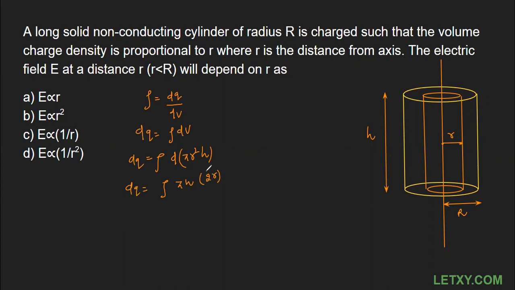R can be written as 2R. After differentiation, R square will be 2R, and this will be 2R dr. dq, which is the small amount of charge, this can be written as 2 pi h r dr.